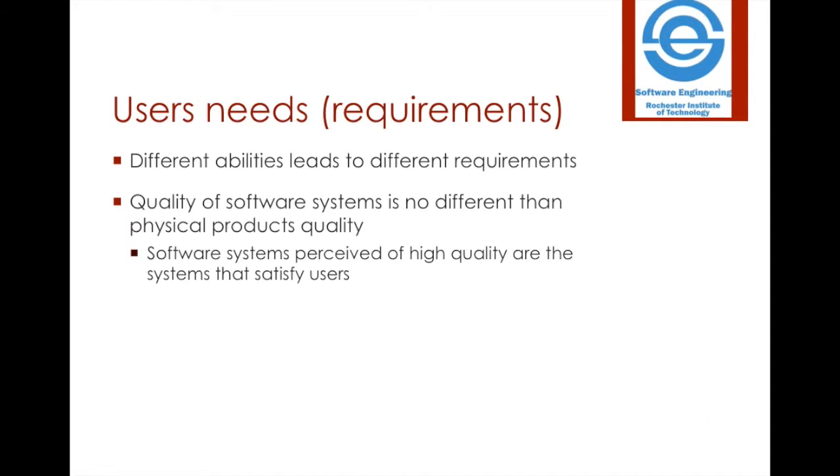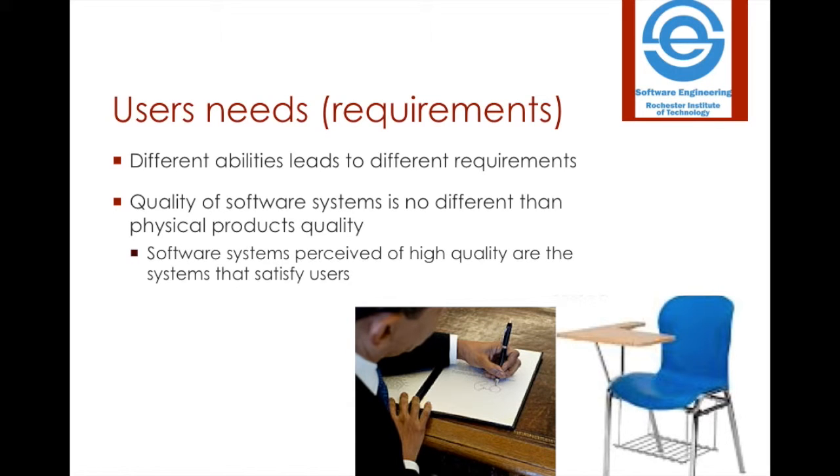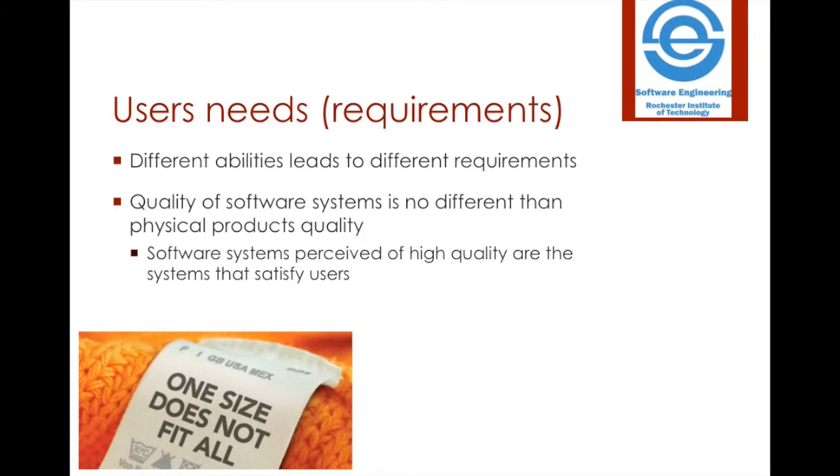Other than that, users are different, and so their needs or requirements are also different. For example, this typical classroom chair looks comfortable to many students, but people who are left-handed would suffer using the writing pad that's fixed on the right side of the chair and it's not adjustable. That means that different abilities lead to different requirements, and quality of software systems, just like any other physical products, is highly affected or measured by user satisfaction.